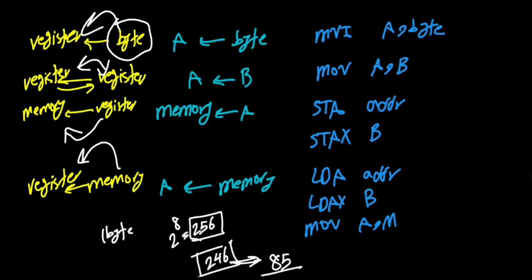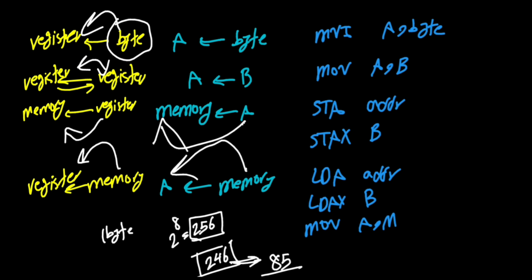We don't have any instruction to transfer data between memory and memory. If you want to transfer data from address 1000 to address 100, first we need to bring the data from that address in memory to one register, and then send it to the other address from the register to the memory. So we have 85 instructions for all of these things.